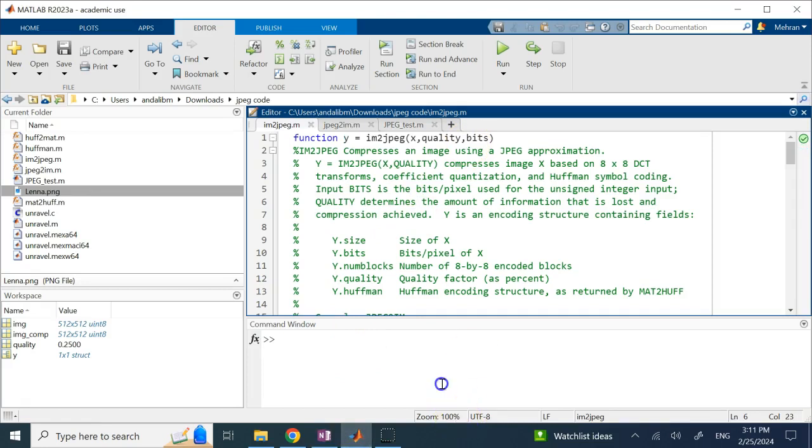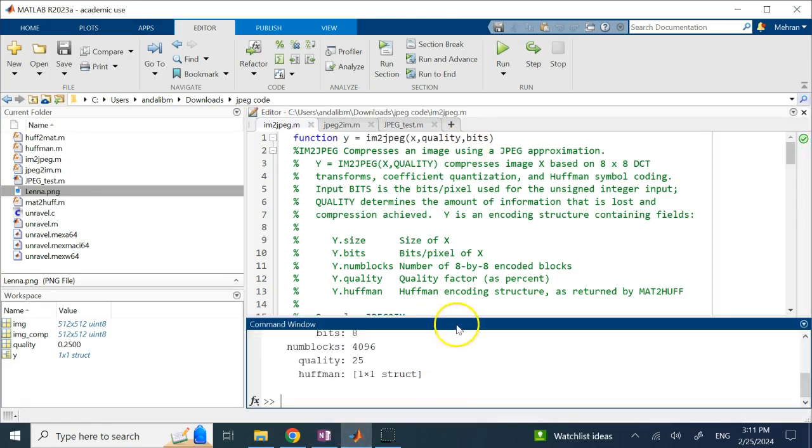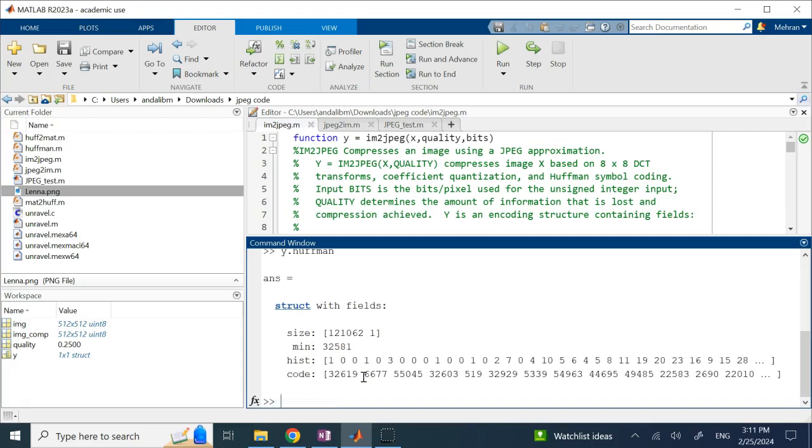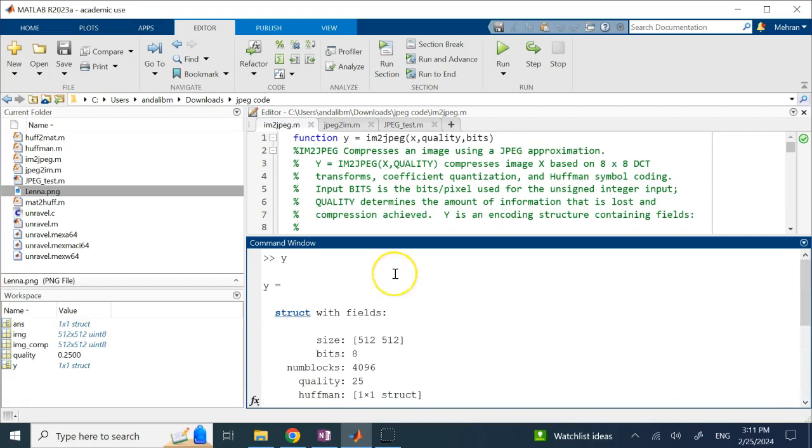So when I run this, if you look at Y, this Y is a structure that has a size of 512 by 512, 8, 4096, 25, and 1 by 1 Huffman, right? So you can say Y dot Huffman, and you can see the histogram and the code that is used in Huffman encoding. Okay, as I said, I'm going to make a video on Huffman encoding and explain that in more detail.